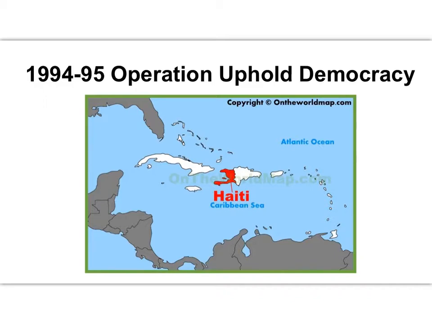So ultimately, when the country is occupied, it is largely peaceful. There's not a lot of shooting. U.S. soldiers then remain to make sure Aristide remains in power, and then the U.S. military departs in 1995.